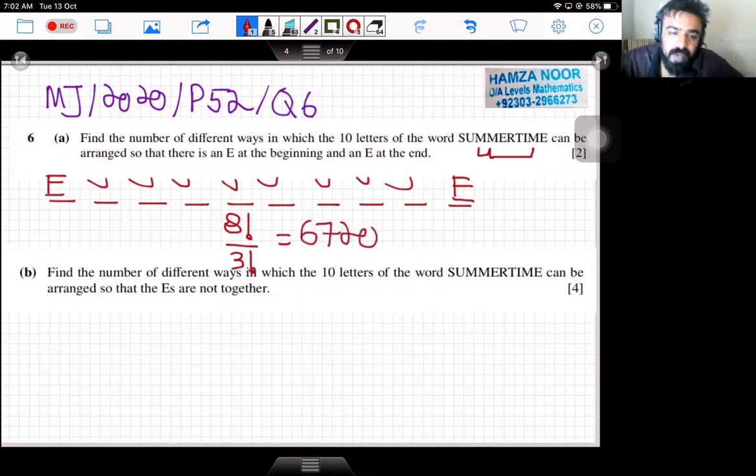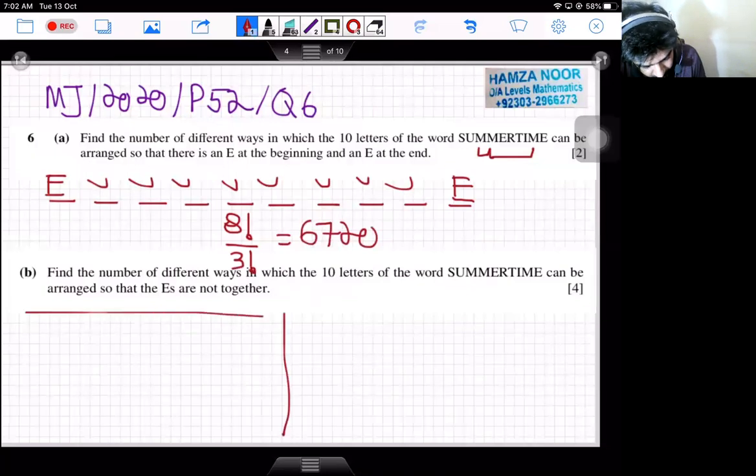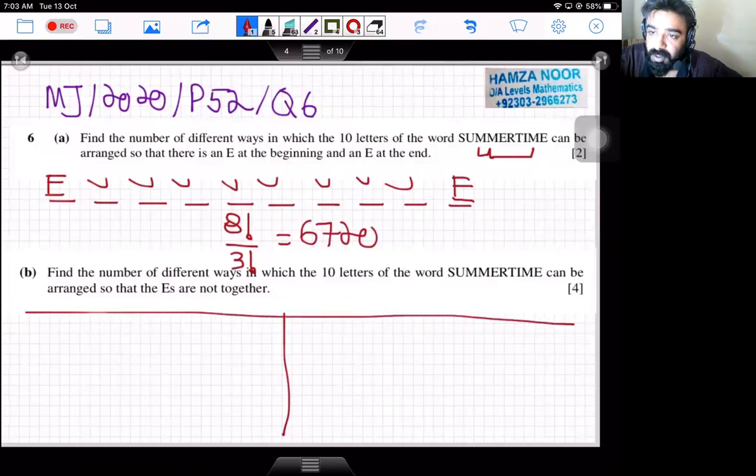Part B is saying that find the number of different ways in which the 10 letters of the word summertime can be arranged so that e's are not together. Again, we can use two approaches to solve this one. First approach is that if you make a separating model, you don't want these two e's next to each other, right? So just take them out from your possible spaces.